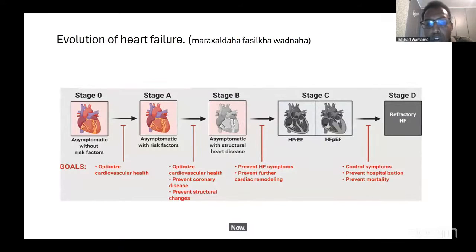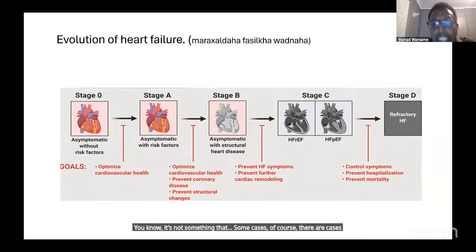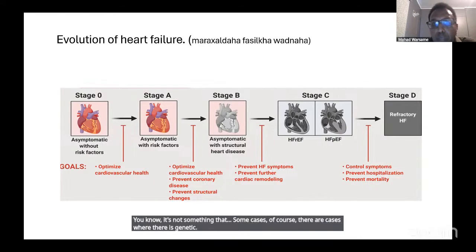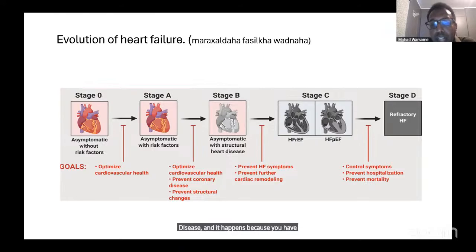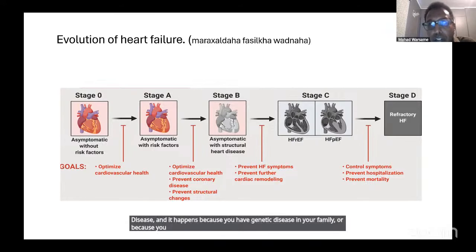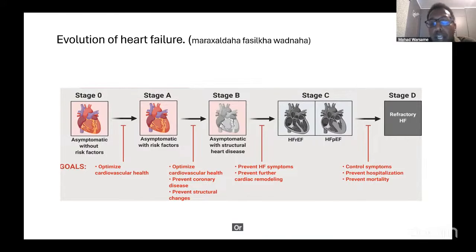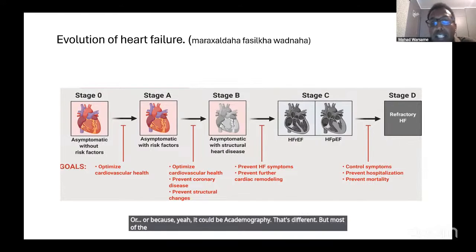Now, heart failure is not something that happens randomly. In some cases, of course, there is genetic disease in your family, or you have some kind of viral infection, or it could be a cardiomyopathy. That's different. But most of the heart failure is not because of this. Most of the heart failure is because of cardiovascular diseases.